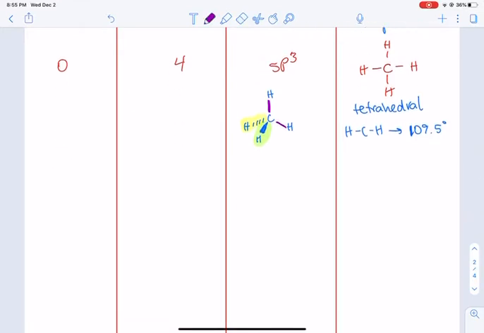The next example would be one lone pair and three bonding regions. Still sp3, right? An example of this would be ammonia.